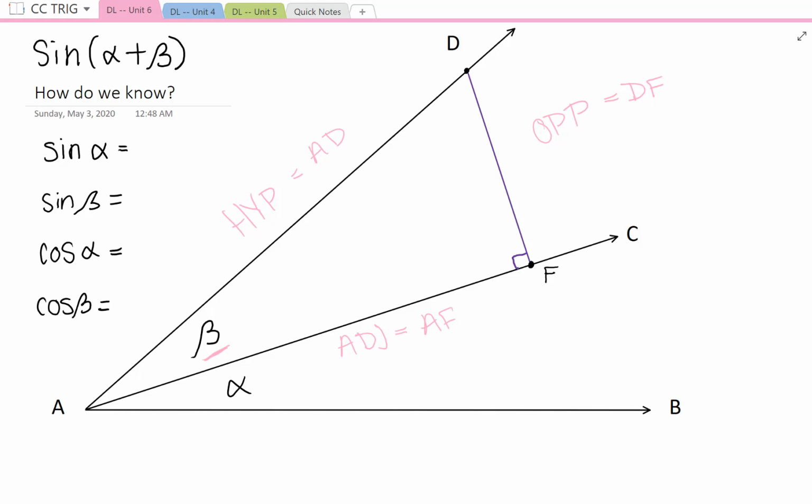Sine is equal to the opposite side over the hypotenuse. So sine of beta is equal to DF over AD. And cosine of beta, which is the adjacent side over the hypotenuse, is AF over AD.